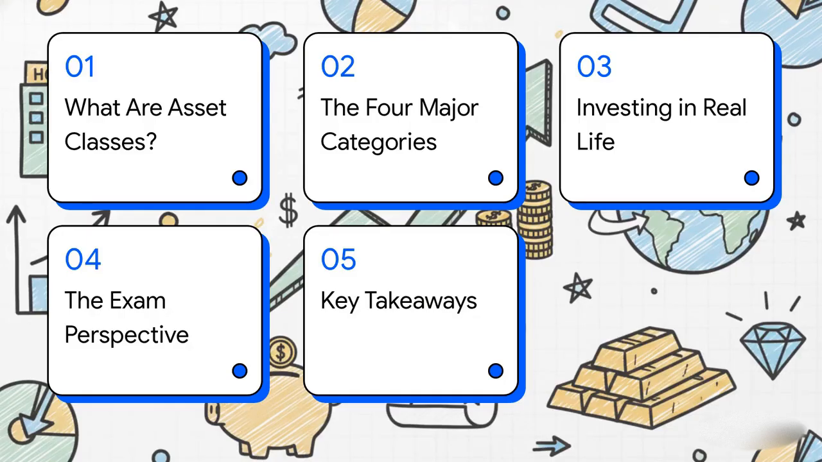All right, here's what we've got on the cards for this explainer. We'll start with what asset classes actually are. Then we'll introduce the 4 major categories. After that, we'll look at how this all works in real life and what it means from an exam perspective. And finally, we'll wrap it all up with the key takeaways.